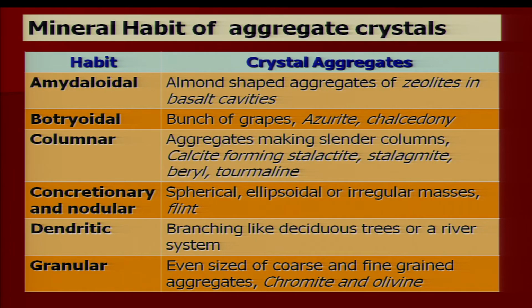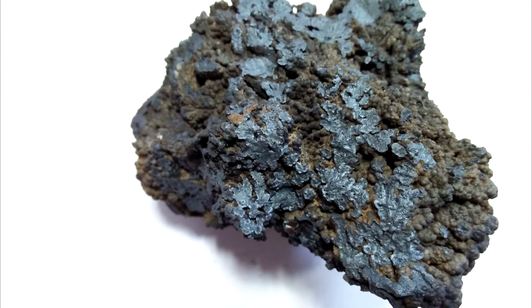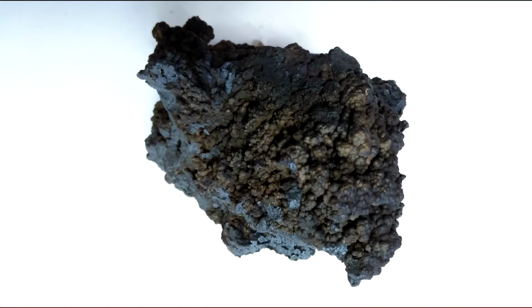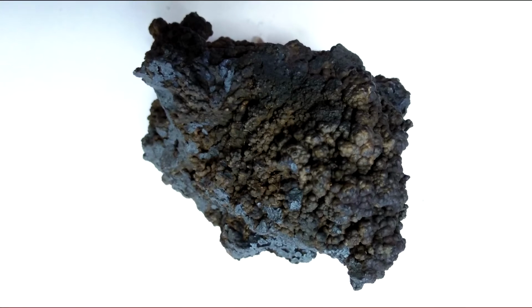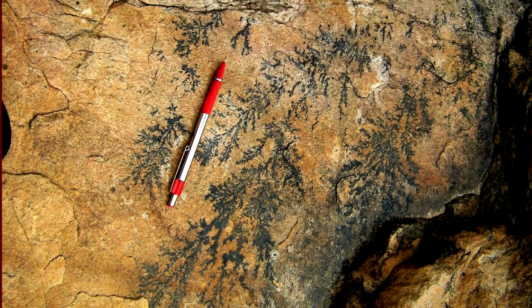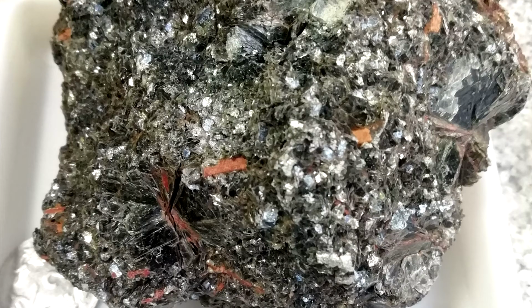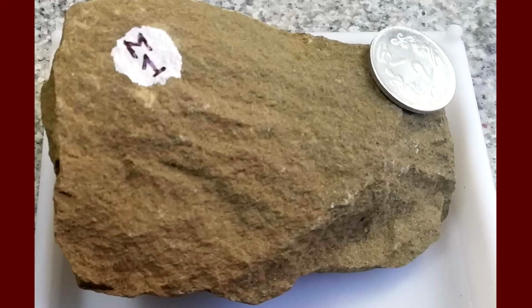Then the next important habit is concretionary or nodular habit. Small concretions, small-sized rounded aggregates, are clubbed together at one place. Spheroidal, ellipsoidal or irregular masses are clubbed together. An example is flint. Then dendritic habit. Dendritic means branching like deciduous trees or a river system. Granular: even-sized or coarse and fine-grained aggregates. Examples are chromite and olivine.